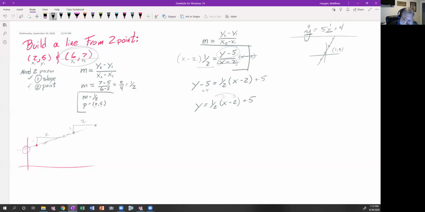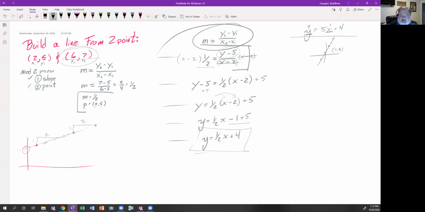Distribute that 1/2. 1/2 x minus 1 plus 5. Hard to avoid doing that addition there. Y equals 1/2 x plus 4. Each one of these is an equation for our line. This one is even in a form we like, right? All of this is really just a manipulation of that slope formula. That line, this line, comes from making that slope constant. Fair?